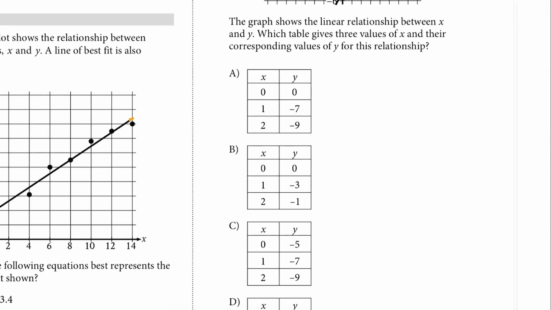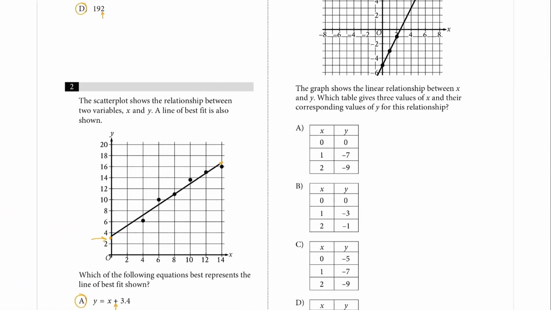That means B is also out. C is 0, -5, so that's valid. 1, -7 would be down here. So it's got to be option D.